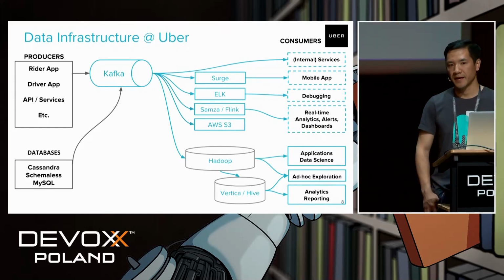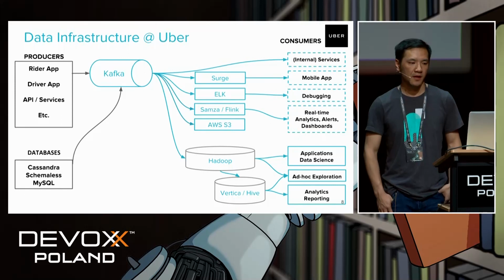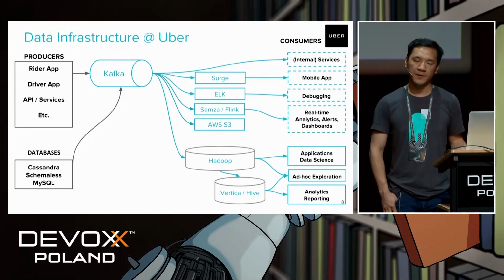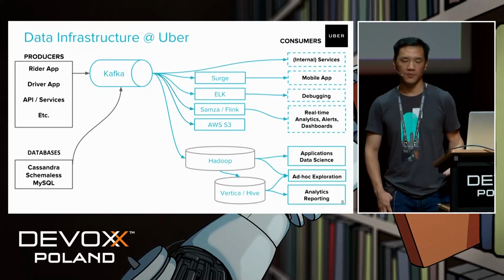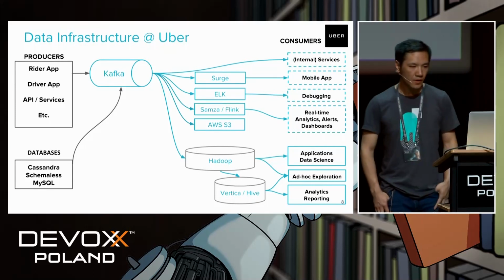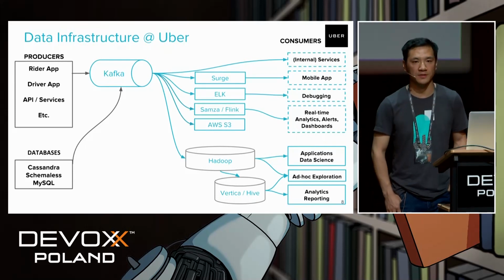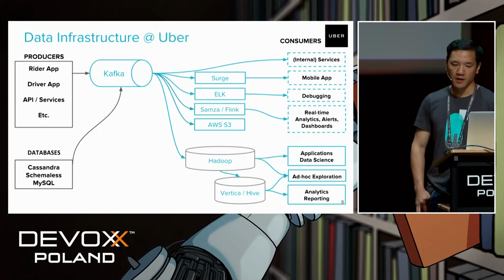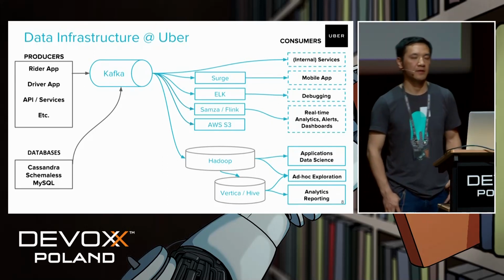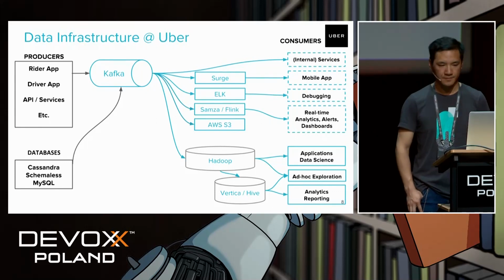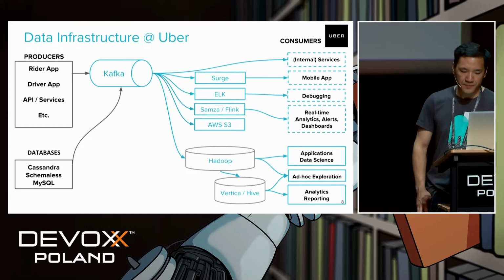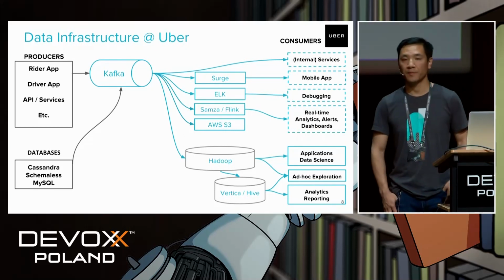We have ELK, as I mentioned, for logging use cases. The data will be ingested to Elasticsearch. Developers can create their own dashboards, and then they can do debugging. It's super useful. And we also have our stream processing frameworks. People can do real-time analytics and create alerts and dashboards on their own. For ingestion, data goes through S3 and also to Hadoop for batch processing.